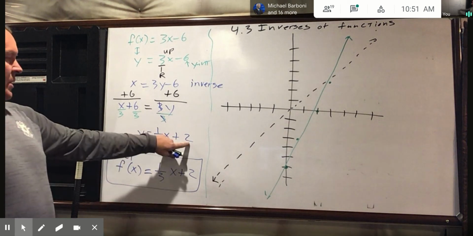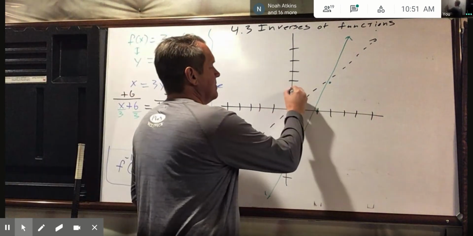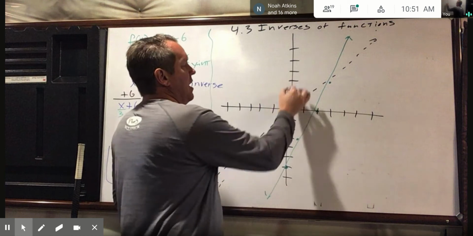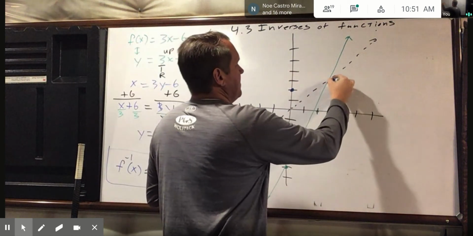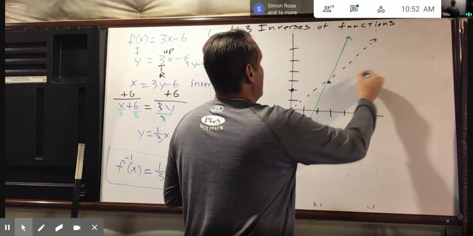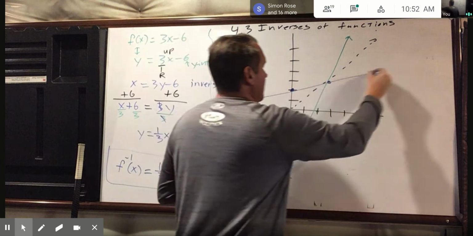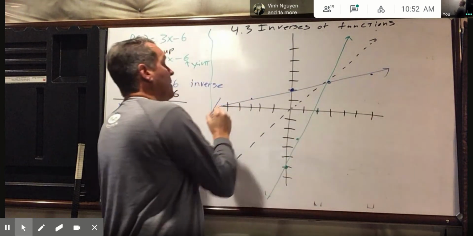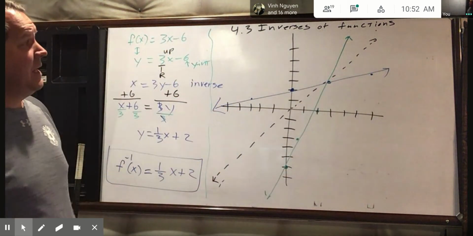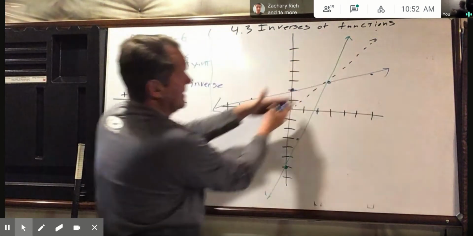All right, so blue one here, I'm going to start up 2. Y-intercept up 2. Up 1, right 3, puts me at the same spot. Up 1, right 3. That's 6, 4. Down 1, left 3. We get this line here. All right. As you can see, they mirror each other over that dotted line.